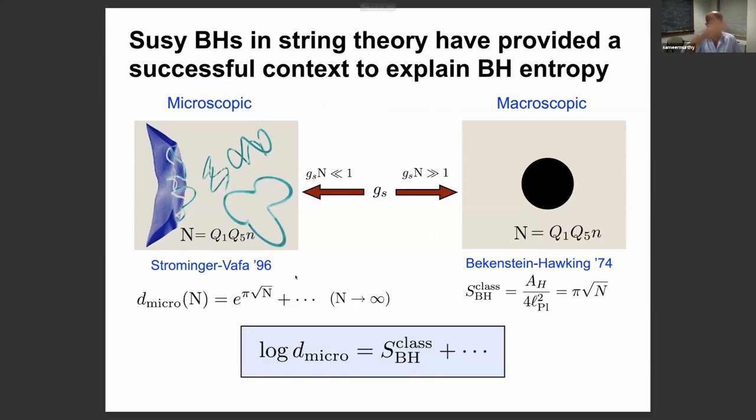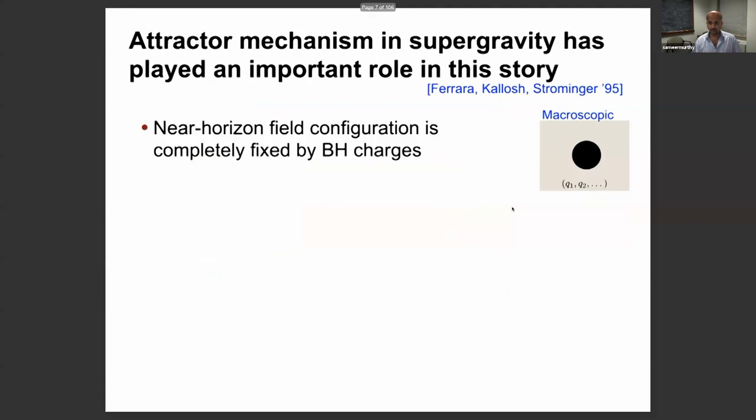So you list all these states, and then you can count how many states there are. You can make an estimate for large charges, and you find that indeed the logarithm of the number of microstates is equal to the thermodynamic entropy. Right, so this is the basic picture we'll keep in mind. So now let's look at both sides of the picture in a bit of detail. So this will be called macroscopic or thermodynamic or gravitational. And this one I'll call microscopic or weakly coupled at various times in the talk. All right. So first let's look at the gravitational picture.